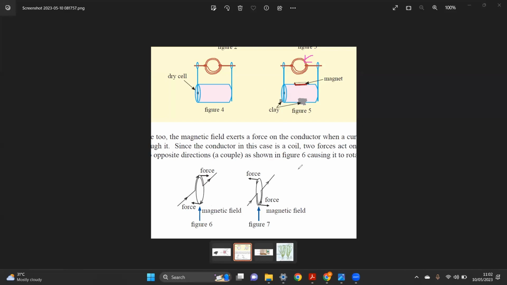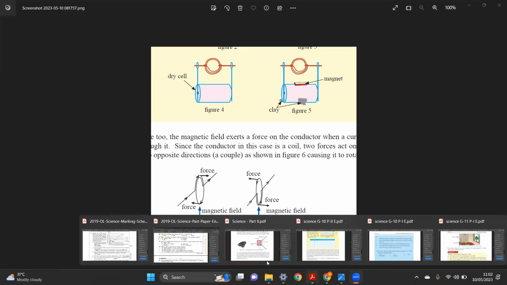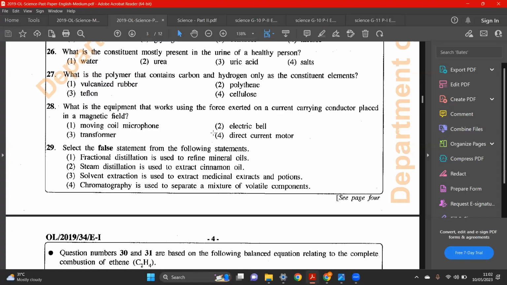Depending on the direction of your magnetic field and the direction of your current, the coil will rotate in either clockwise or anti-clockwise direction. But here they're not asking us the direction, they're just asking us about the force. So therefore, the option is the fourth one, direct current motor.